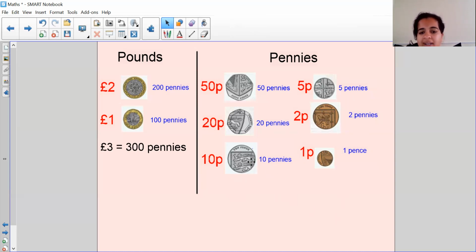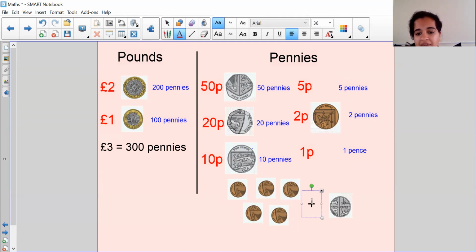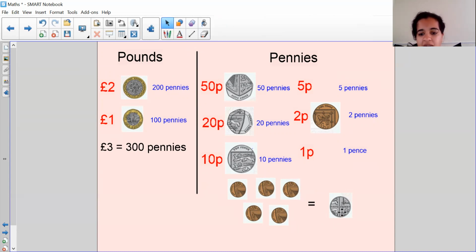If not, go back in the video, rewatch it, take your time to really understand how many pennies in each of these coins. When it says 10 pennies, it basically means 10 of these coins. So if I were to get one of them, and then another one, that would be 2. Another one, that would be 3, then 4, then 5. And that is the same as 5 pennies. So my 5 1p coins equals 1 5p coin.